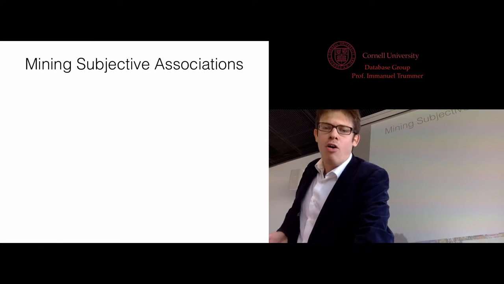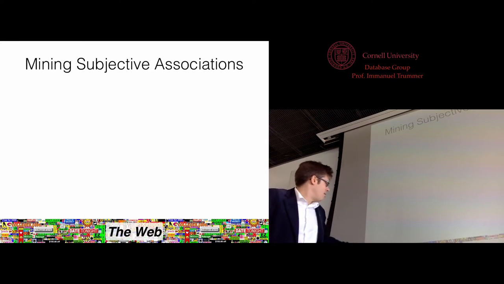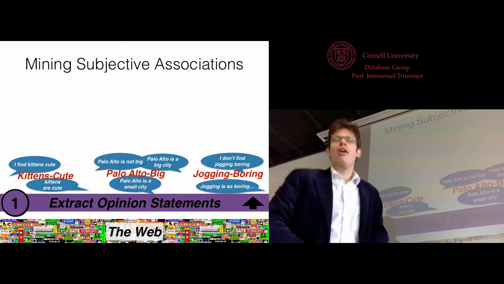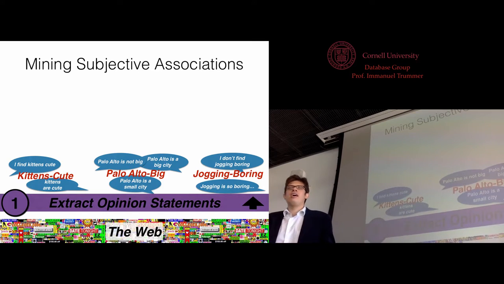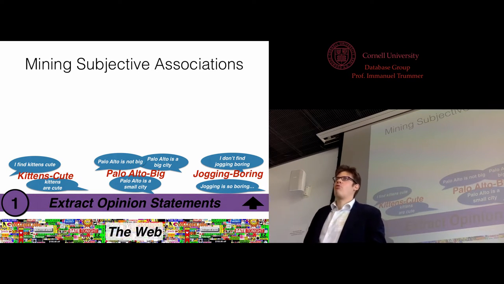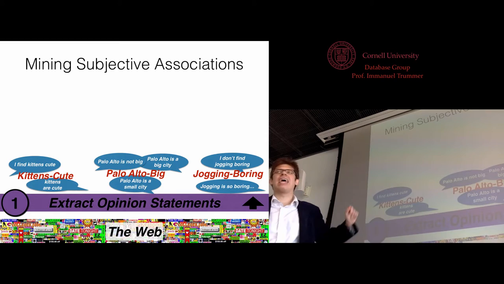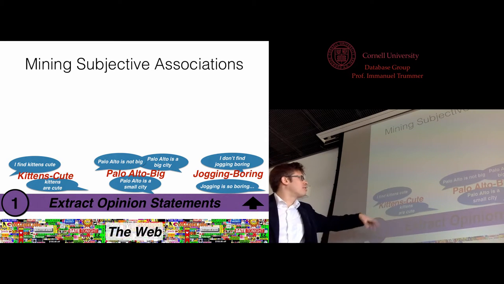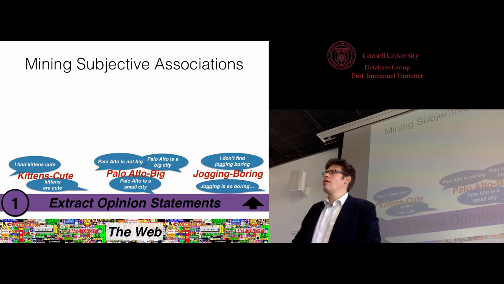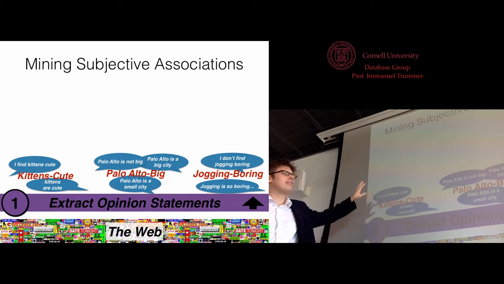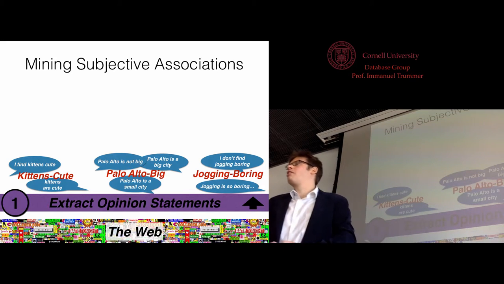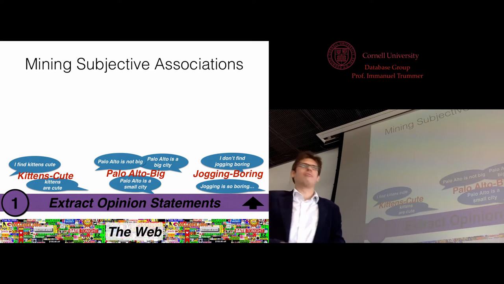In order to find that out, we used natural language analysis in order to mine statements from the web where users express an opinion about whether or not a specific property applies to a specific entity. Now we can collect all opinions that refer to the same entity-property combination, and perhaps you think that now we are already done because we can just take the majority vote for each of those entity-property combinations. But doing so actually works surprisingly badly.